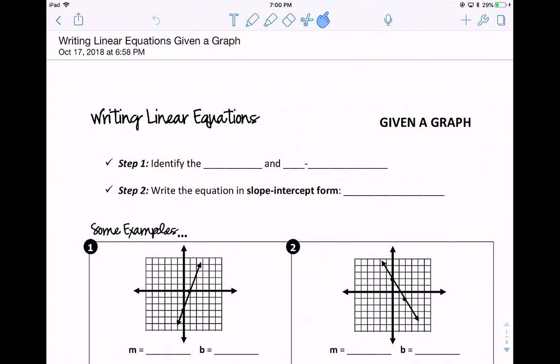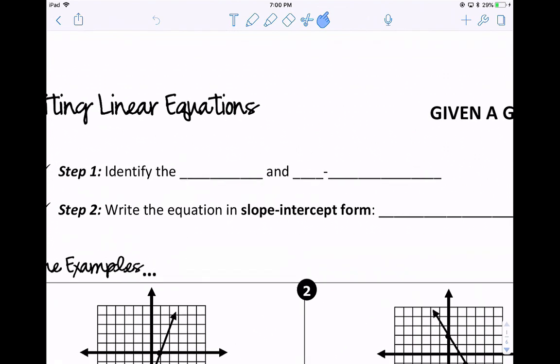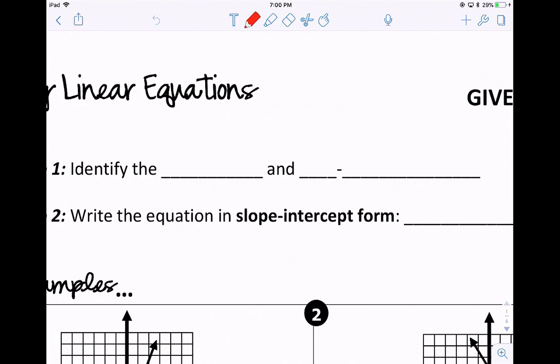Okay, so today we're going to talk about writing linear equations, and we're going to start with writing linear equations given a graph. There are two steps to writing a linear equation given a graph. Step one is going to be to identify the slope and the y-intercept. So we're going to fill in those blanks with the two words slope and y-intercept.